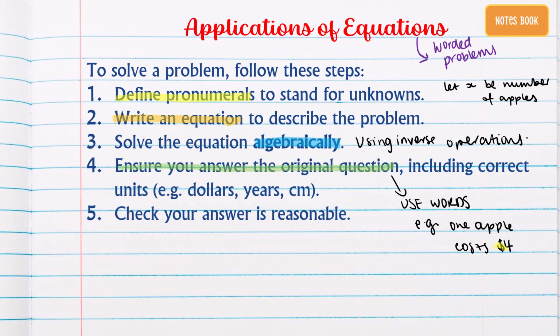And then the other thing to keep in mind is to make sure that your answer is actually reasonable. What I mean by that is things like time has to be positive. You can't have negative time. If we're talking about the temperature in Australia, you can't have 130 degrees. So consider whether or not your answer is actually reasonable.